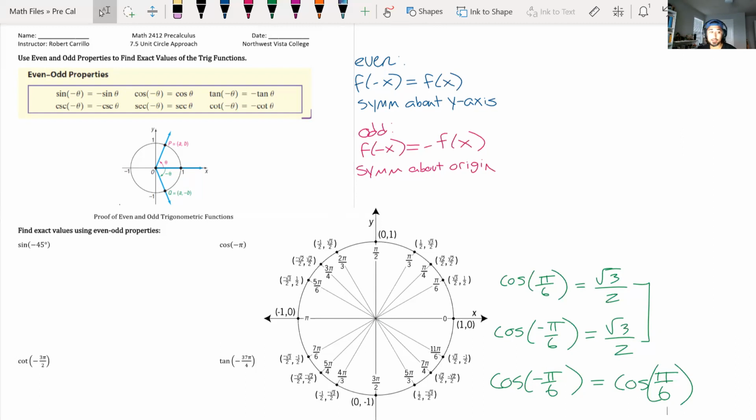Okay. Any questions on that? And also to prove it would be when we graph it next class. You'll see that cosine is symmetric about the y-axis, and you'll see the other 4 functions are symmetric about the origin. All right.